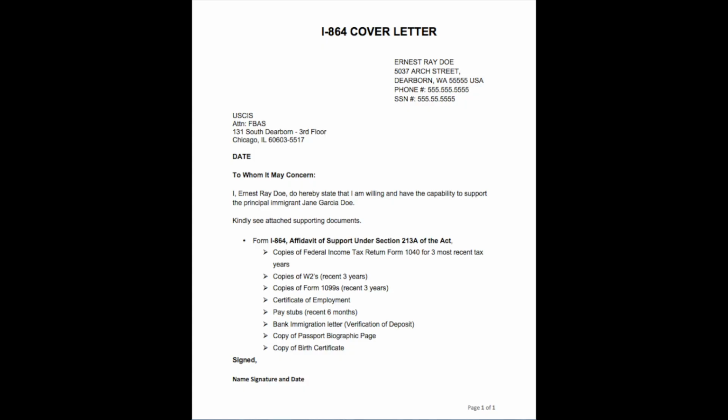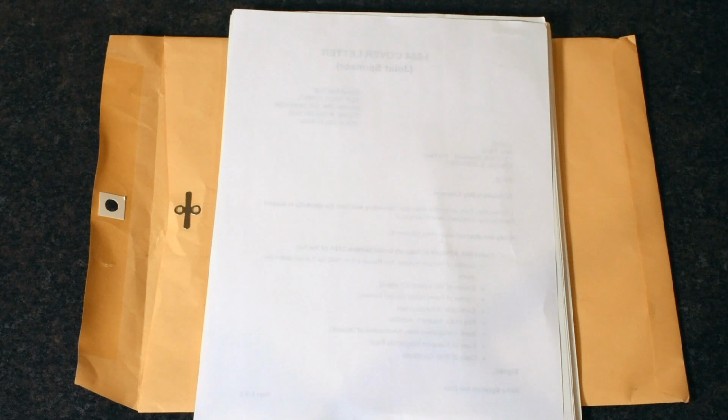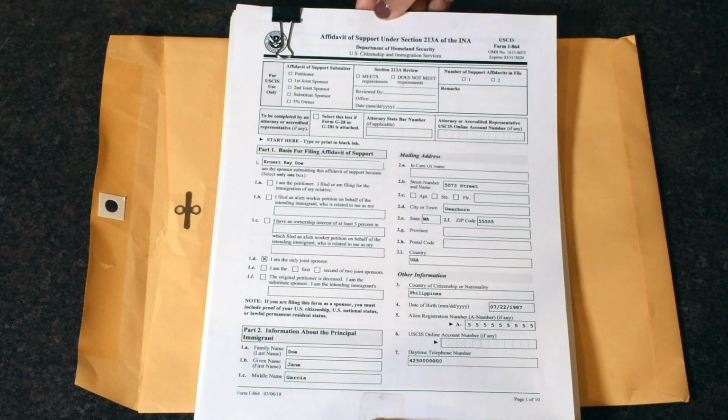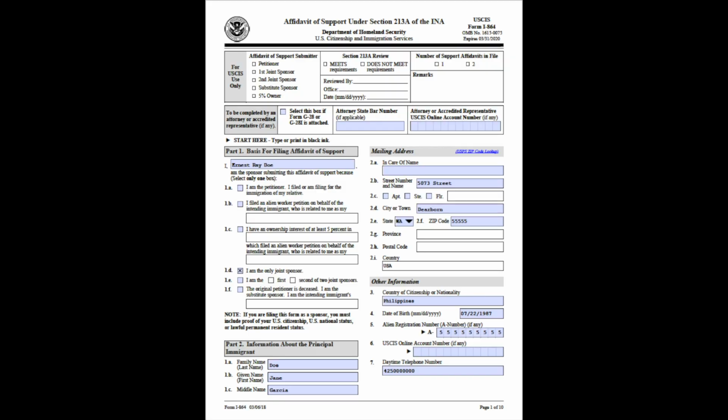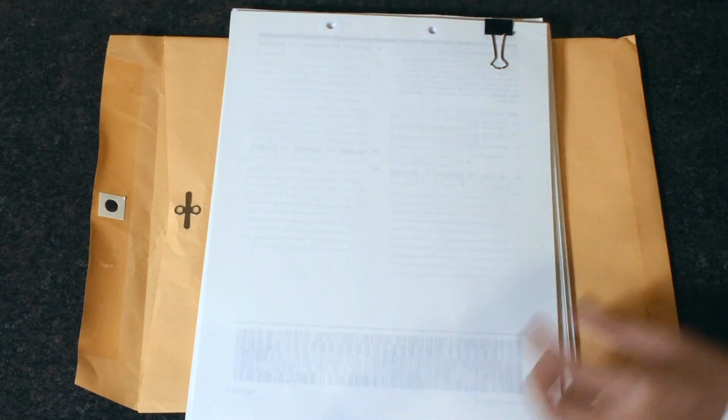Now we are going to compile I-864 for the joint sponsor. This is the cover letter here. In this case, we're using my dad to help us file because we are below the poverty guidelines. All right, so we are going to get Form I-864 for the joint sponsor. This is what we had my dad fill out.